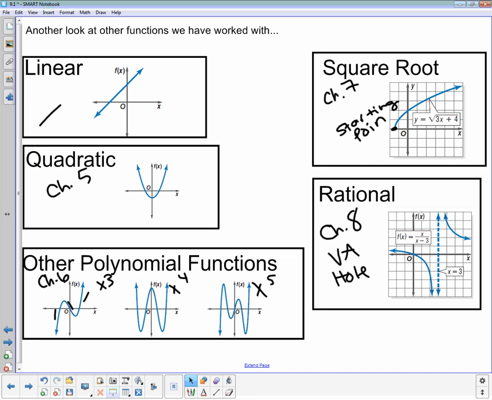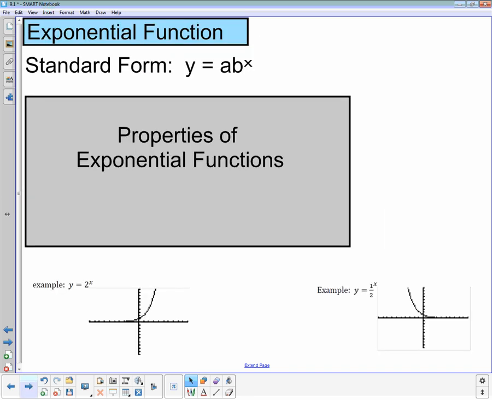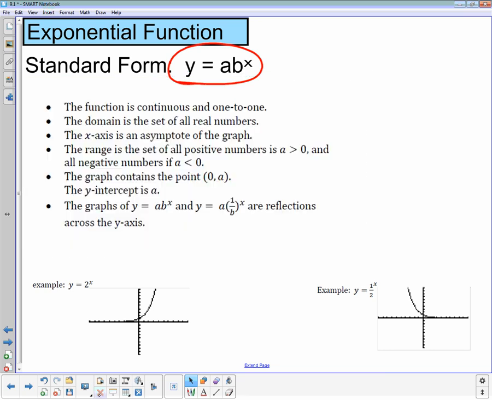So here are the properties of exponentials and the standard form. Now on your notes sheet, this is written pretty small, so you might want to circle it or highlight it if you've got a highlighter. That standard form of an exponential function is important to know. Y is equal to a times b to the x power. And here are the properties of these exponentials. The function is continuous, meaning it goes on, and one-to-one, meaning there's only one y value for each x value. That makes it a function.